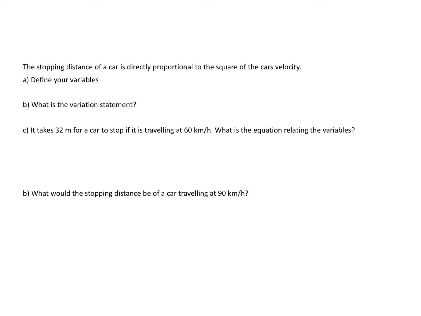In this video, we're going to look at variation. Now this first example, we have the stopping distance of the car directly proportional to the square of the car's velocity. With any of these questions, you should always define variables and don't just use x and y all the time. So here, we can let d be the stopping distance.